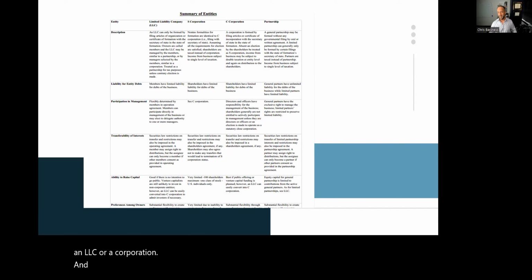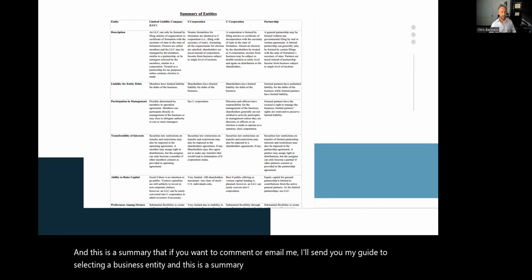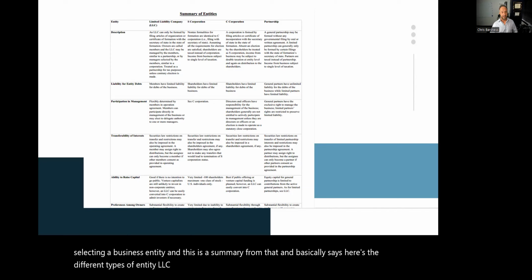And this is a summary that if you want to comment or email me, I'll send you my guide to selecting a business entity. And this is a summary from that and basically says, here's the different types of entity: LLC, an S corporation, C corporation, and various types of partnerships. And my summary goes over basically some of the differences between those types of entities. So I'm not going to get into that today.